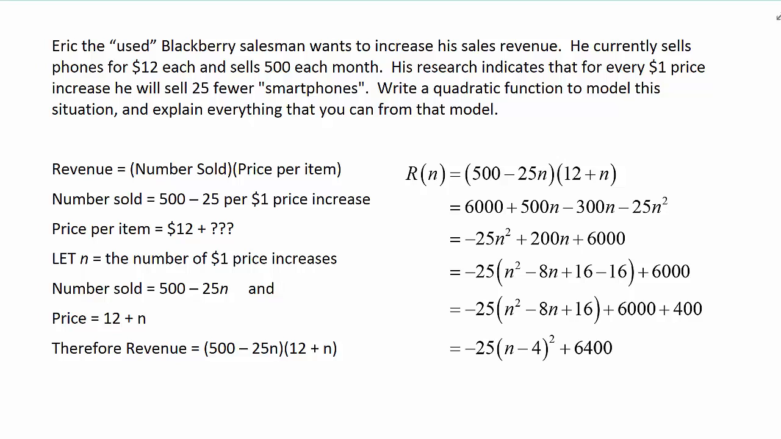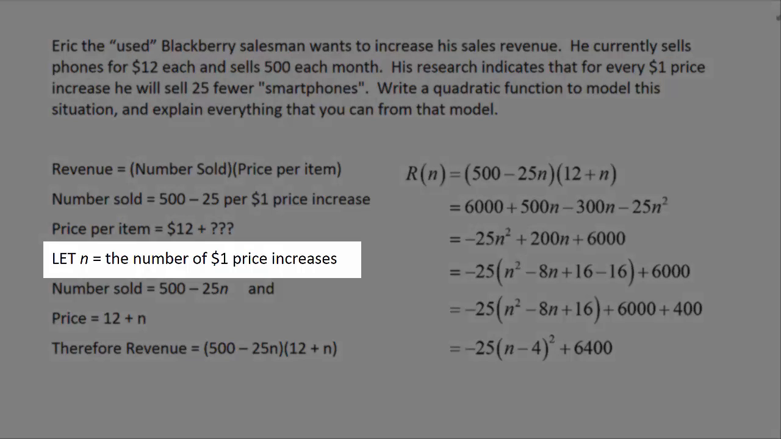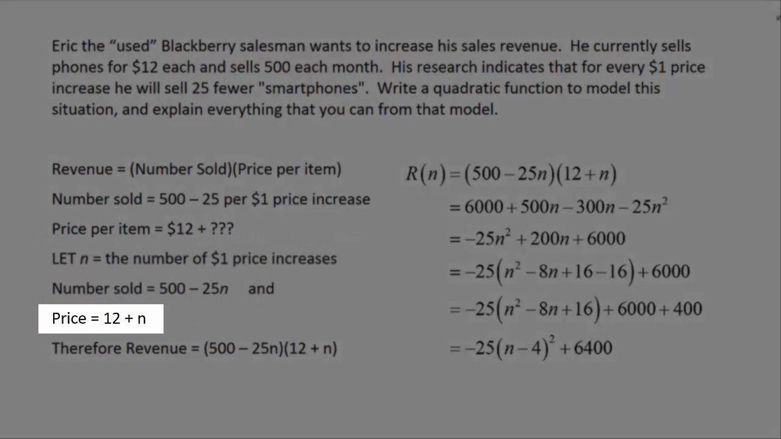It tells us that the revenue function would graph as a parabola that opens downwards with its vertex at (4, 6,400). And since it opens downwards, we know that it has a maximum value for r of 6,400 when n equals 4. Therefore, the maximum revenue that Eric can earn from his used smartphone business is $6,400 per month. In order to achieve this level of revenue, n must equal 4. N is not the price. The price is 12 plus n, so the price is actually $16.